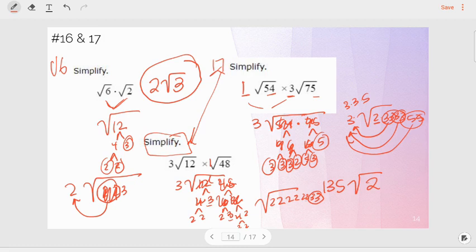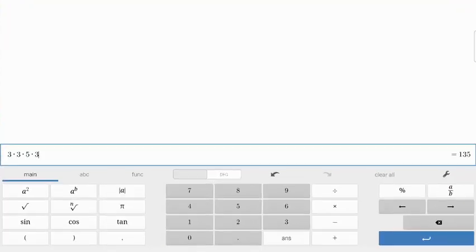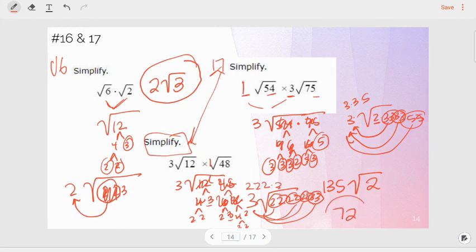So circling pairs. Everything's a perfect pair. So pulling them all out. 3 times 2 times 2 times 2 times 3. The original 3 times 2 times 2 times 2 times 3 gives me 72. And that's my final answer.